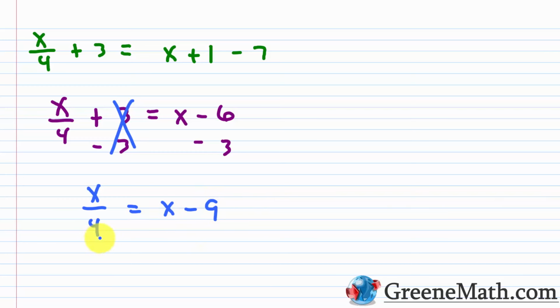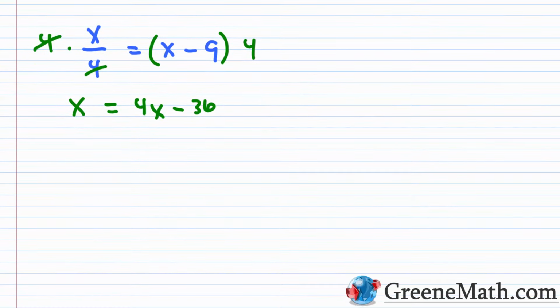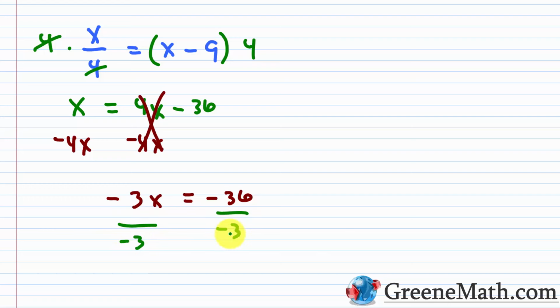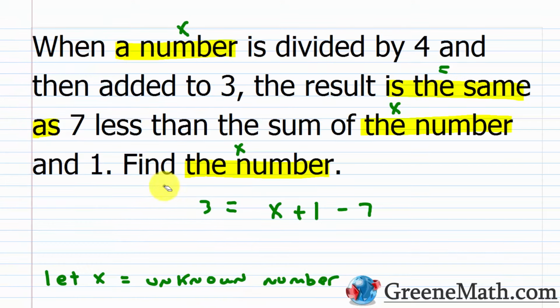And then now I can clear this denominator here by multiplying both sides of the equation by 4. So these would cancel. I just have x on the left. On the right, you'd have 4 times the quantity x minus 9. So that's 4x minus 36. Okay, so to solve this for x, I'm going to subtract 4x away from each side of the equation. So that's going to cancel. x minus 4x is going to be negative 3x. And this equals negative 36. So now we can divide both sides of the equation by negative 3. And we're going to get that x is equal to 12. So let's go back up. So we're going to say that our unknown number is 12.